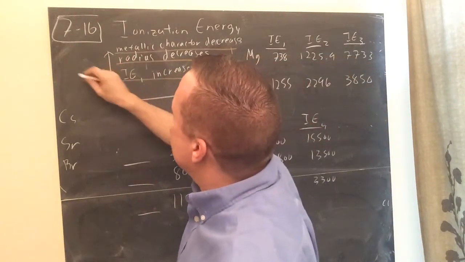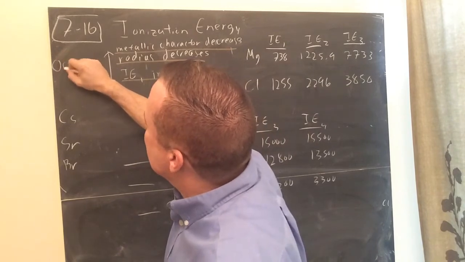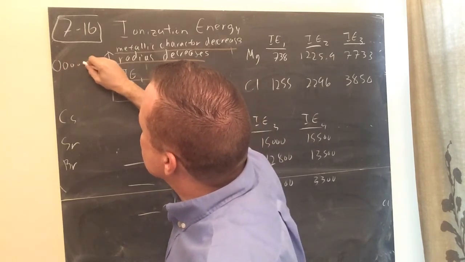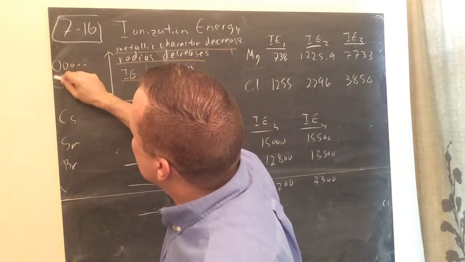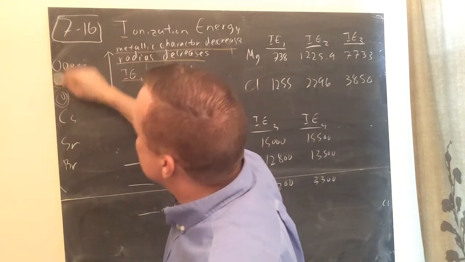And I told you for the radius to also remember, imagine a little diagram like that as you get smaller and smaller. And then as you go down, you're adding another shell and so forth.